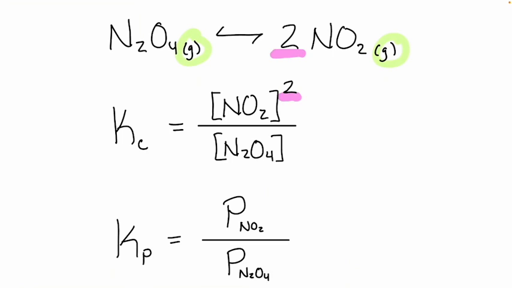And again, I'm going to raise that to the power of 2, right? My product concentration, my product pressure rather, gets raised to the power of 2 because of that stoichiometric coefficient of 2 in my balanced chemical equation.